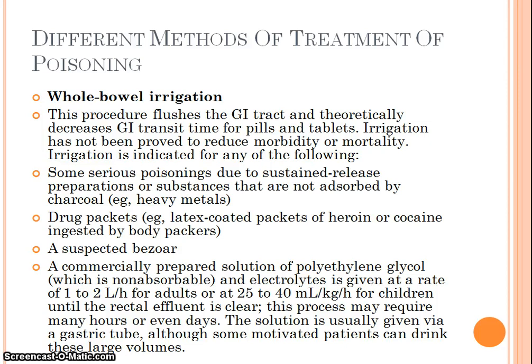A commercially prepared solution of polyethylene glycol, which is non-absorbable, and electrolytes is given at a rate of 1 to 2 liter per hour for adults or at 25 to 40 ml per kg per hour for children until the rectal effluent is clear. This process may require many hours or even days. The solution is usually given via a gastric tube, although some motivated patients can drink these large volumes.